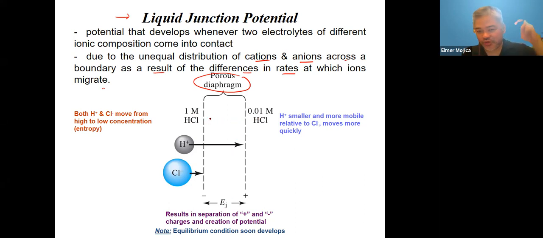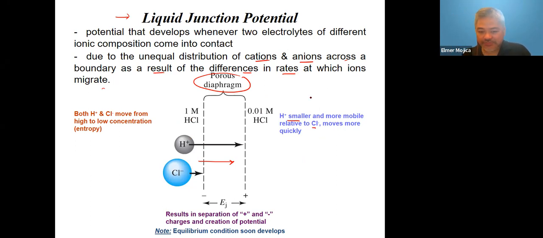Usually from more concentrated to less concentrated. So all the ions here will mostly migrate to the less concentrated side. Okay? So both the H+ and the chloride ions would move from high to low concentration. That's entropy. It happens spontaneously. And the H+, which is smaller, is more mobile relative to the chloride. And the H+ would move more quickly.